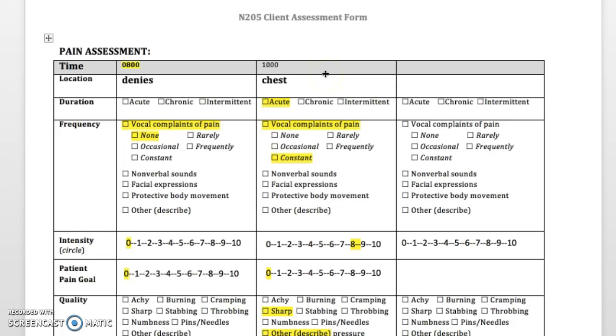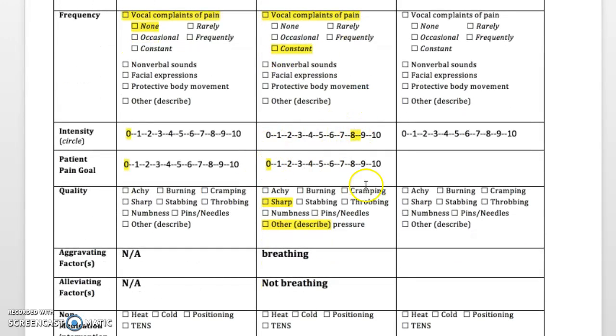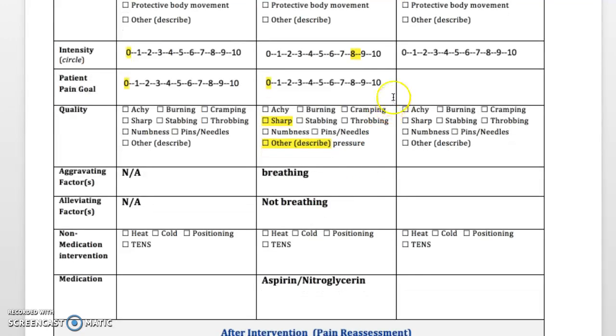We'll say at 10 o'clock she had chest pain. We would then say acute vocal complaints of pain. It's constant. Sometimes it could be intermittent. What was the pain level? Our goal might still be 0. A goal would not be 0 in case a patient was in chronic pain. Then they might be more a 3 for a pain goal.